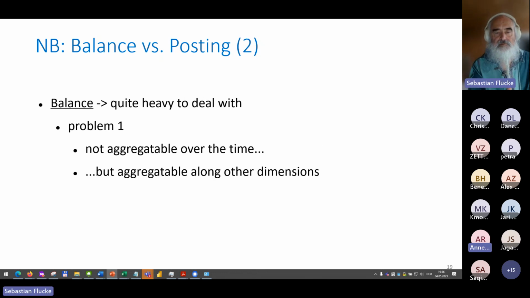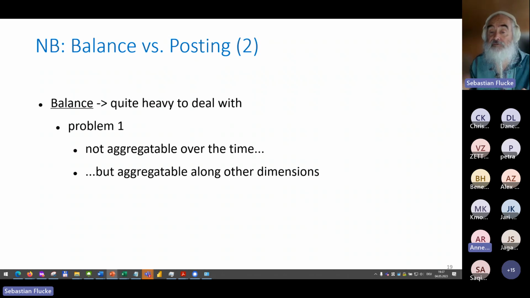The next one is that from time to time it happens that your OLTP system delivers you balances at the end of a day, at the end of a month, at the end of a quarter, or something like that. Dealing with balances is quite heavy. The first problem is that balances are not aggregatable over time, because the balance of May is not the balance of January plus February plus March plus April.